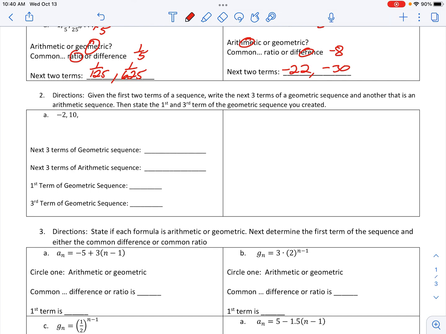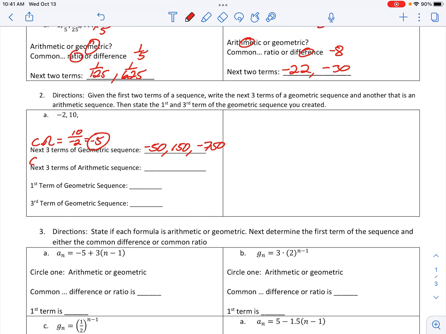Make it geometric, make it arithmetic. To be geometric, we've got to multiply by some number. In this case, we're going to be multiplying by -5. To calculate the common ratio, I'm always doing the second term divided by the first term. So -5 is what I'm multiplying by. So the next term is going to be negative 50, then positive 150, and then after that, it's going to be negative 750.